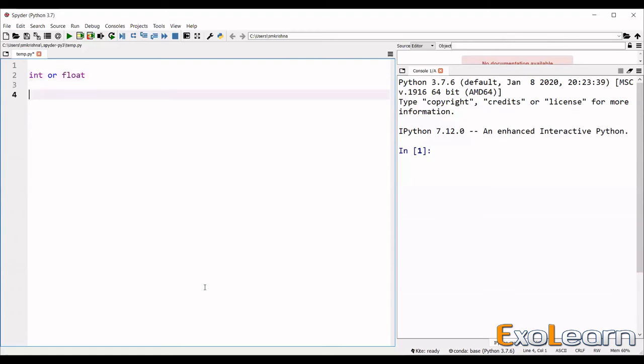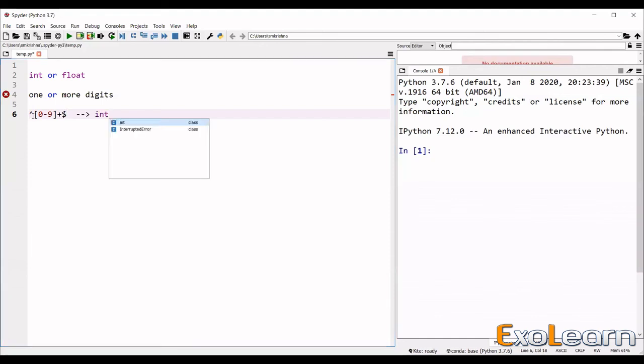So integers, for example, the format of integers would be a collection of digits, one or more digits, without any decimal places. So I have to write it like, at the beginning there should be digits, one or more digits, and then it should end immediately. So caret, digits 0 to 9, one or more digits, so I need to add a plus. And then end immediately, so dollar. This is the regular expression which helps me to identify integers.